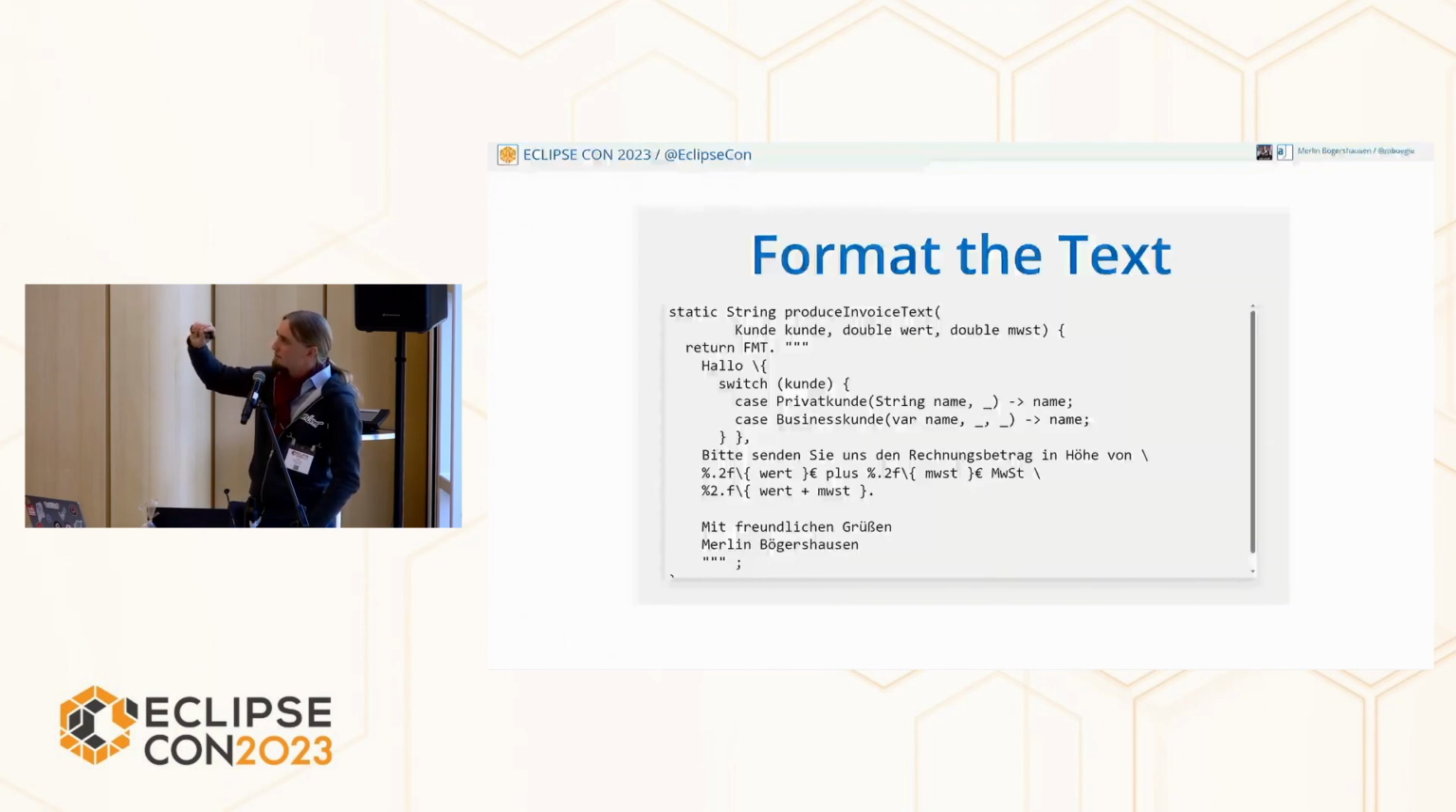This FMT, that's a string processor. It gets a string and puts and evaluates the expressions in it and puts it into this string. FMT, I use FMT here because I also use the formatting options of string. And there's one part which I think nobody would do, but it is possible.